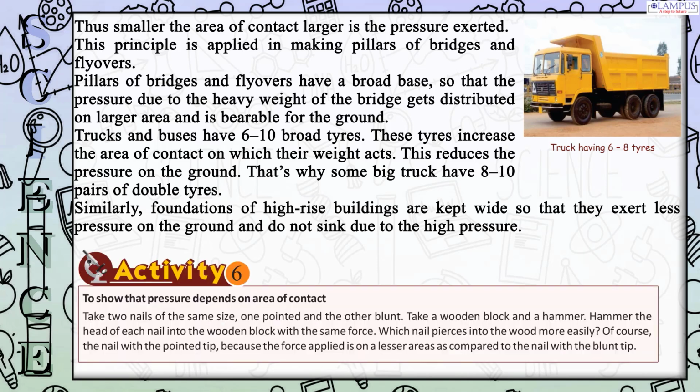Activity 6. To show that pressure depends on area of contact. Take two nails of the same size, one pointed and the other blunt. Take a wooden block and a hammer. Hammer the head of each nail into the wooden block with the same force. Which nail pierces into the wood more easily? Of course, the nail with the pointed tip, because the force applied is on a lesser area as compared to the nail with the blunt tip.